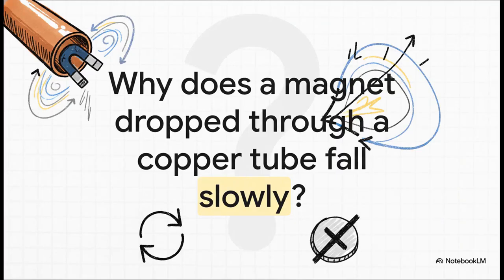So let's kick things off with a classic physics mystery. Imagine you take a copper ring and you drop a magnet right through it. Now, you'd expect it to just fall, right? Accelerate due to gravity at 9.8 meters per second squared. But it doesn't. It falls incredibly slowly, almost like it's moving through thick honey. So what's going on? What's causing this invisible braking force? Well, the answer is Lenz's law, and that's exactly what we're going to master today.